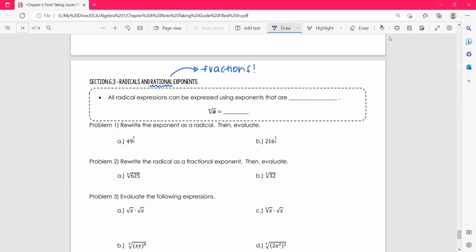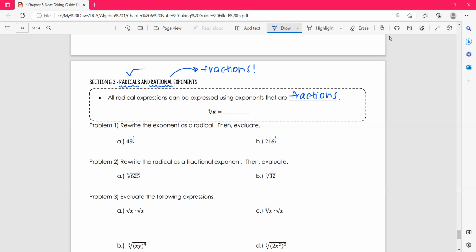And what's cool, and why these two things are connected, radicals and fractions, is because we can change the form from a square root or a radical into a number with a fraction as the exponent. So it says all radical expressions can be expressed using exponents that are fractions. And that's going to help us simplify and evaluate expressions way more easily, okay?